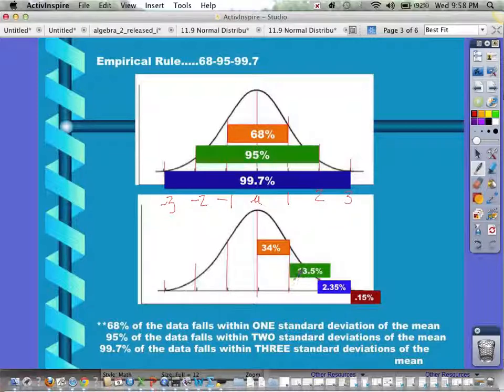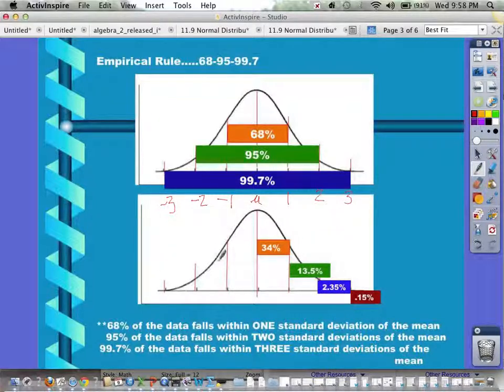Then from here into the next one, the second standard deviation, that is 13.5%. That would also be true over here. And then from the second to the third standard deviation, that is 2.35%. And the last little tail on either side is 0.15%. You must know these, okay? In order to do this stuff, you need to know these. It's not difficult, but you need to know these.